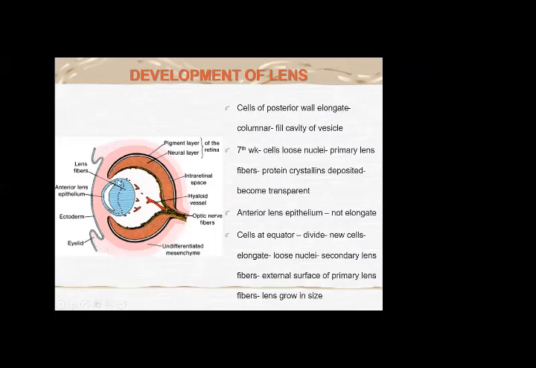Approximately at this level, at the equator. Now you know where the equator is. The equator is running around the Earth. So any rounded ball, like the Earth, has an equator. Okay? At the equator, cells divide. At the equator, cells have retained their nuclei. On the inside, deeper inside, cells have lost their nuclei and are filled with crystalline protein.